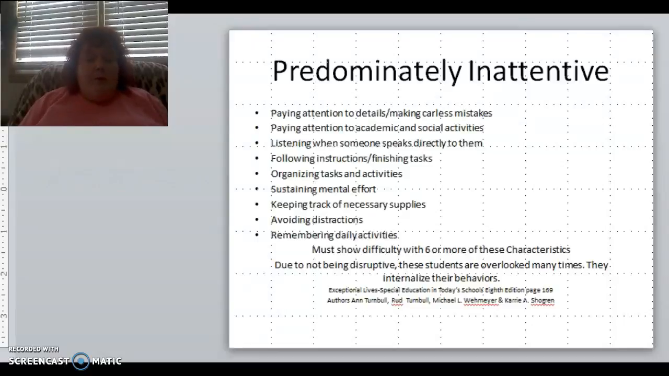Due to not being disruptive, these students are overlooked many times. They're the quiet ones. They internalize their behaviors. They're the daydreamers. They haven't finished their homework, but you're constantly seeing them watching out the window because there's a lot of activity going on.